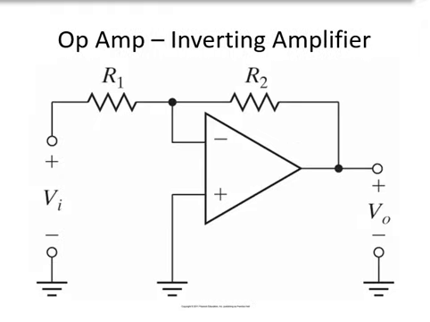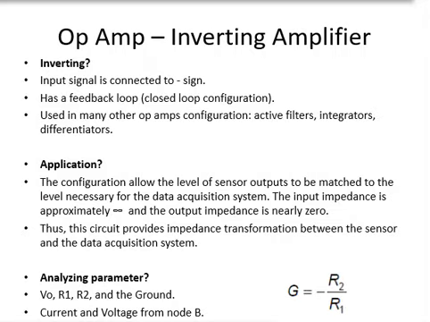Another common op-amp circuit called the inverting amplifier is shown in the slide. This circuit is called inverting because the output voltage relative to ground is of sign opposite to the input voltage. Inverting amplifiers form the basis for many other op-amp circuits, including filters and integrators. This circuit is called the inverting amplifier because the input signal is connected to the negative terminal. It has a feedback loop, which is a closed loop configuration, and is used in many other op-amp configurations such as active filters, integrators, and differentiators.